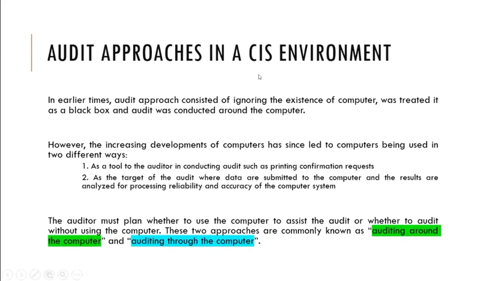Okay, audit approaches in a CIS environment. So we have this, important siya nga information ha, auditing around the computer and auditing through the computer. So when we say auditing around the computer, nakakita kag computer, di mo siya i-mind. Di mo i-mind iyang processing. Imo siyang i-acknowledge nga ni-exist siya. Mao nang auditing around the computer. But when you say auditing through the computer, imo i-test ang iyang processing and so on. Imo siyang ila-ilahon.